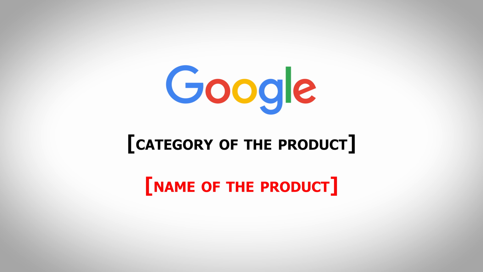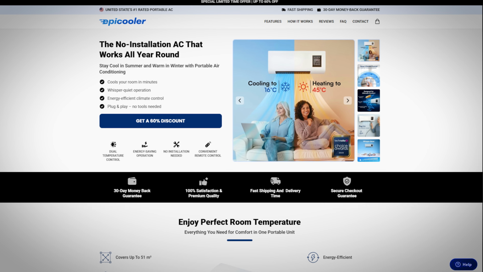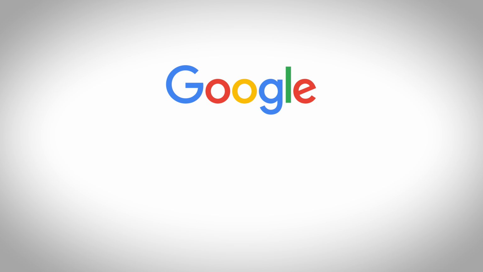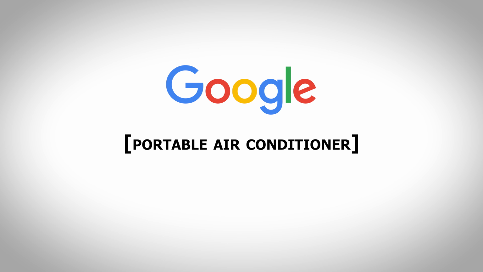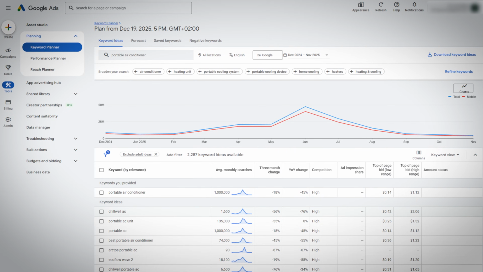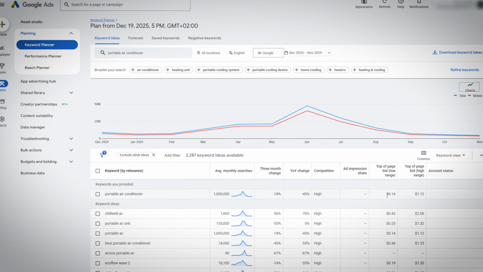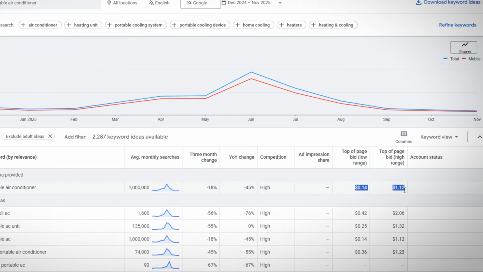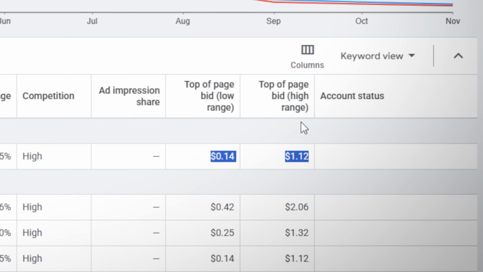And the way I'm finding middle of funnel keywords now is by focusing on the category of the product instead of its name. This product, for example, is a portable air conditioner. So instead of running a branded campaign, I could run the campaign centered on the keyword portable air conditioner. Look at how cheaper this keyword is compared to most branded keywords. The bid for portable air conditioner is 14 cents on the low range. That is incredibly cheap.